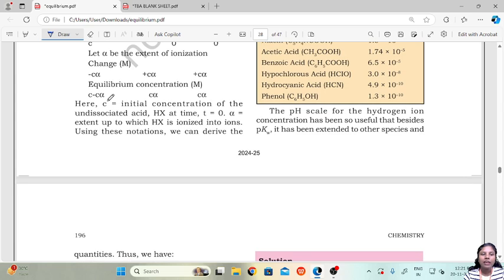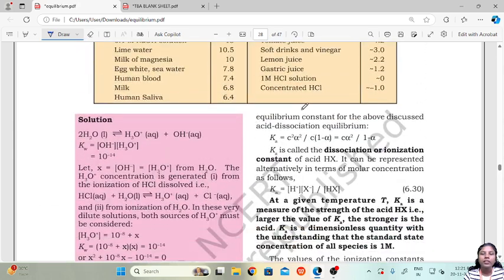Now here C is the initial concentration of the undissociated acid HX at time t equals 0. So the initial concentration we are saying is C, when it is undissociated acid HX at time t equals 0, because initially there is no reaction that occurs. So alpha is the extent up to which HX is ionized into ions, as in how much it is getting dissociated into its respective ions. Now using these notations we can derive the equilibrium constant for the above discussed acid dissociation equilibrium.